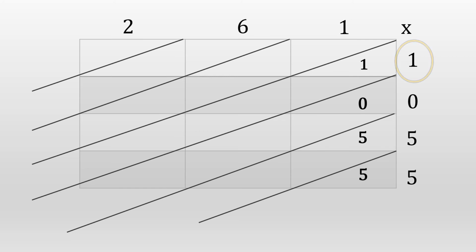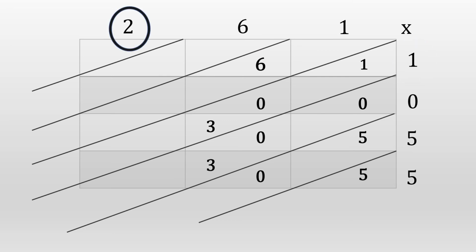So then we do the same again, next row. 1 times 6 is 6. Nothing times 6, nothing. 5 times 6, so that's 30. 3 in our tens, 0 in our units. 5 times 6 again, 30.